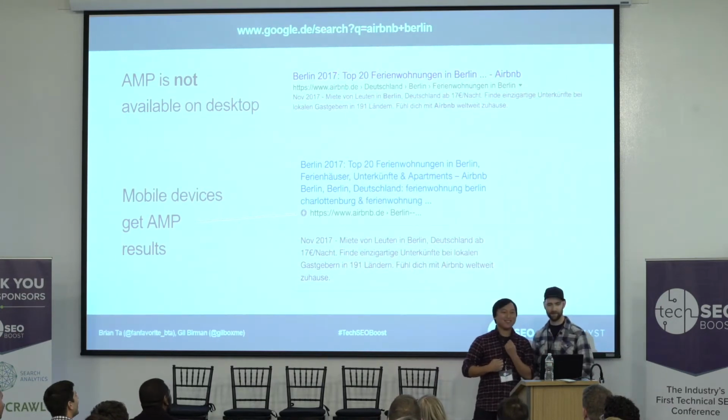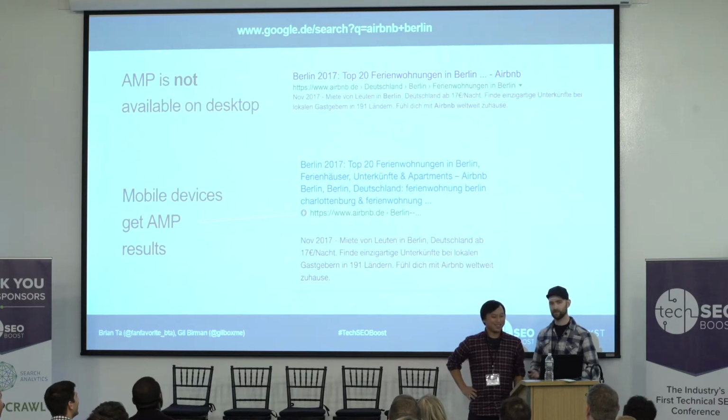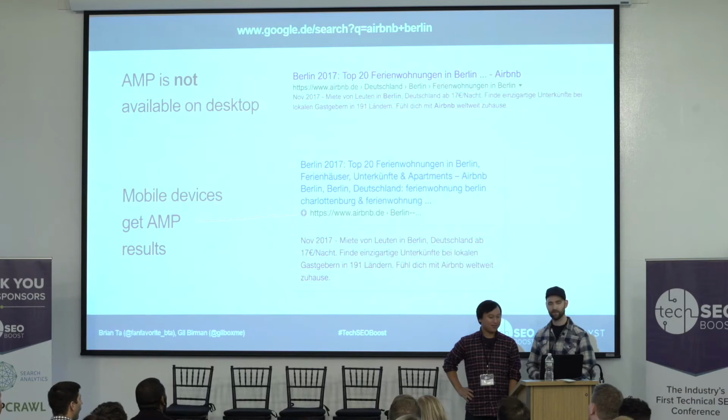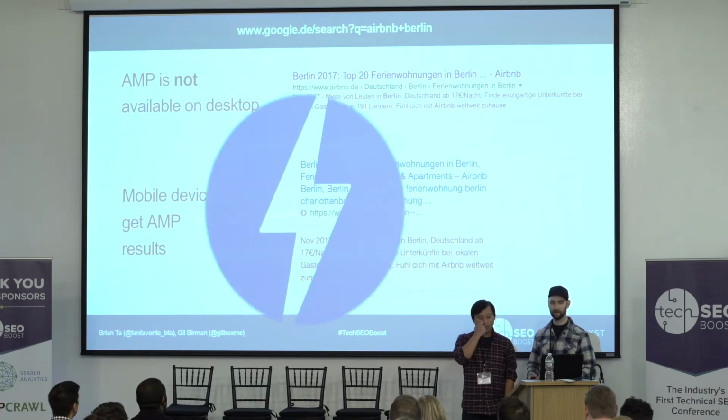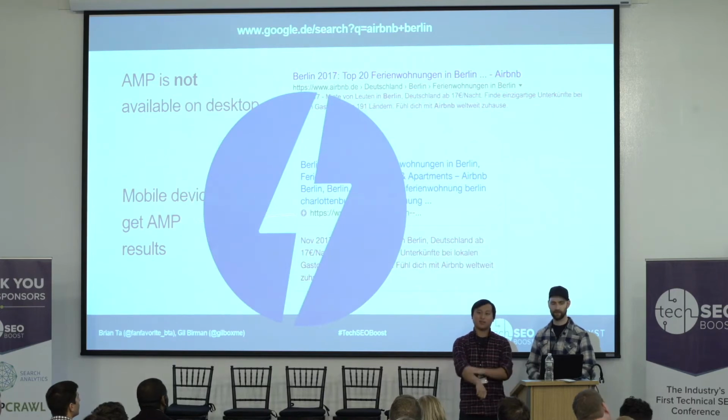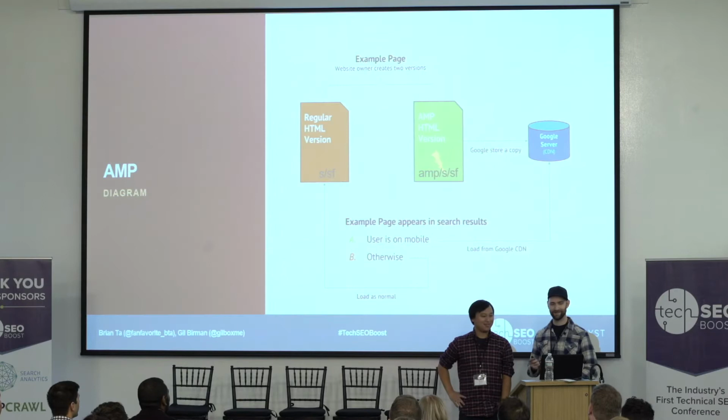As you can see, if you have an AMP page, the Google result for the desktop page looks exactly the same. But if you have an AMP result, it looks almost the same, except it has the addition of the AMP logo, which is a circle with the, what do you call that thing? Lightning bolt? Lightning bolt, there you go.